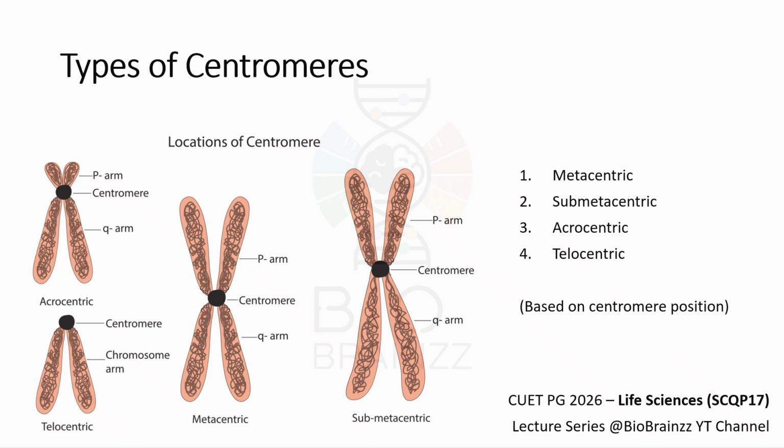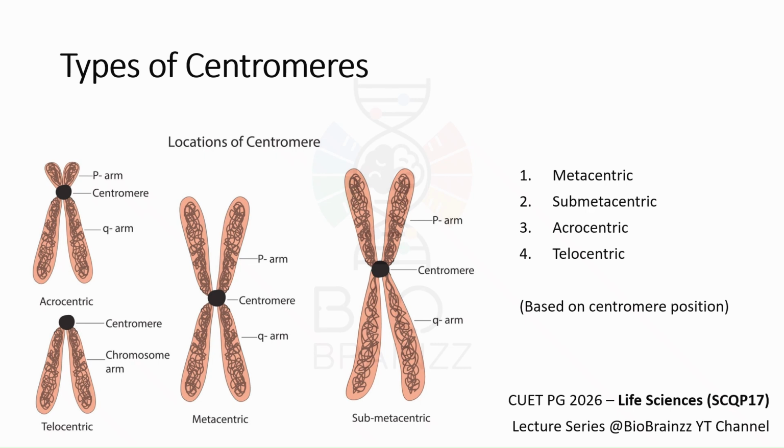Second, the submetacentric type. In this case, the centromere is slightly away from the centre, which results in one short arm and one long arm. Third is acrocentric type. Here, the centromere is located very close to one end of the chromosome, producing a very short P arm and a long Q arm. And finally, the telocentric type.